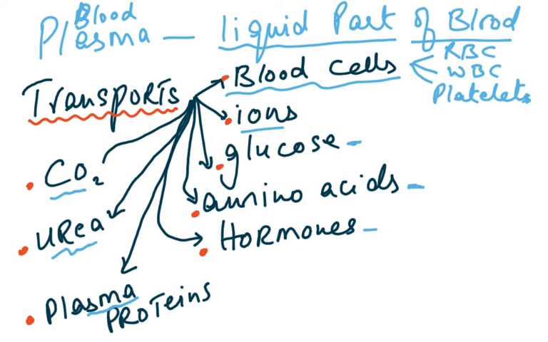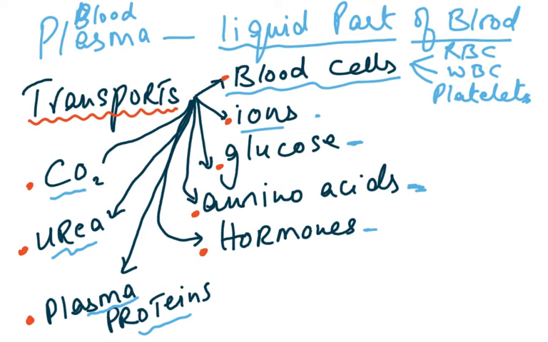And then, of course, we have the famous plasma proteins, which are large molecules, but they're soluble molecules. Please remember, nothing insoluble can be transported in the plasma. So all these are soluble products, but you have to know them under these different headings. Number one, blood cells. Number two, ions. Number three, glucose. Number four, amino acids. Number five, hormones. Number six, carbon dioxide, urea, and plasma proteins. So these are the headings which I want you to remember. Pause the video here, write down your notes and remember these.